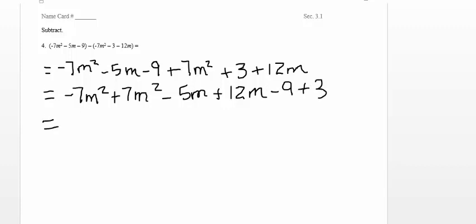And now let's add. Negative 7m squared plus 7m squared is 0. Minus 5m plus 12m is 7m. Minus 9 plus 3 is minus 6. And this is my final answer.